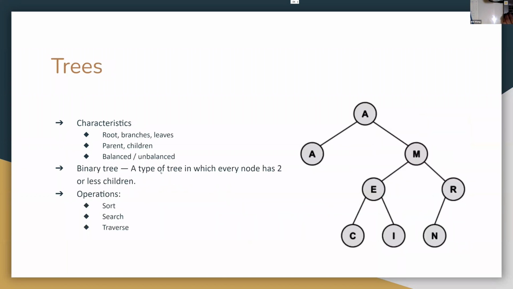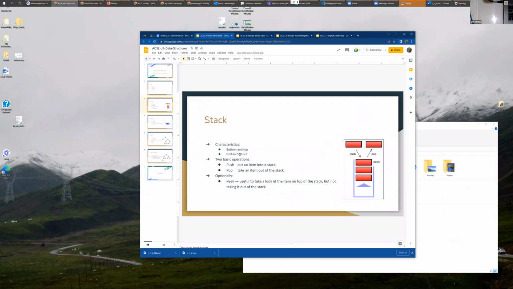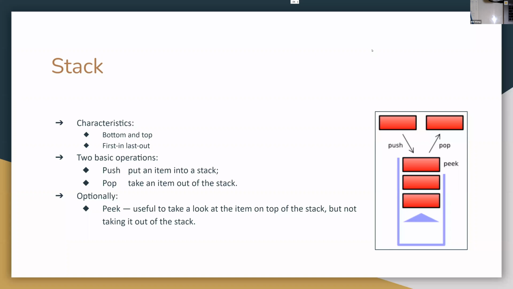First in, last out, right? This is first in, last out. So basically that's the characteristic of stacks, right? You can push things into the stack, and that's how most implementations of stacks work. There's a push operation and then there's a pop operation. So you can push things into the stack and then pop things out of the stack.